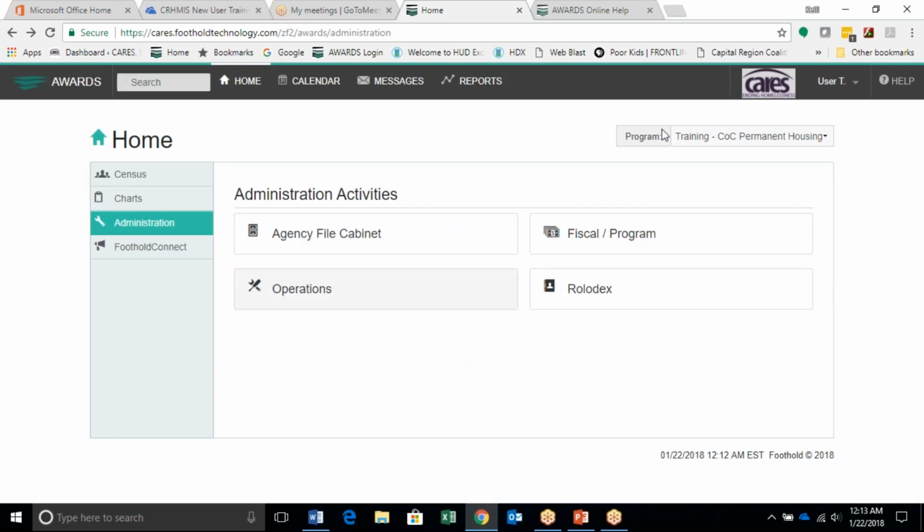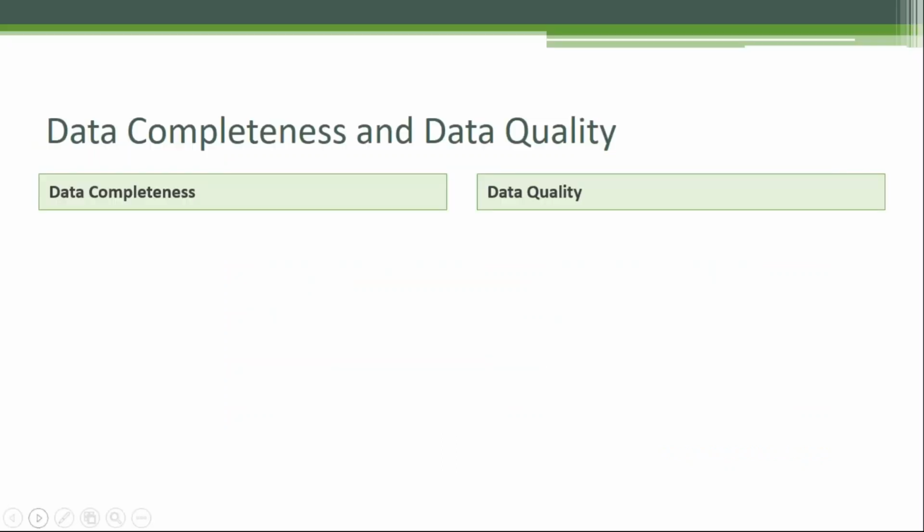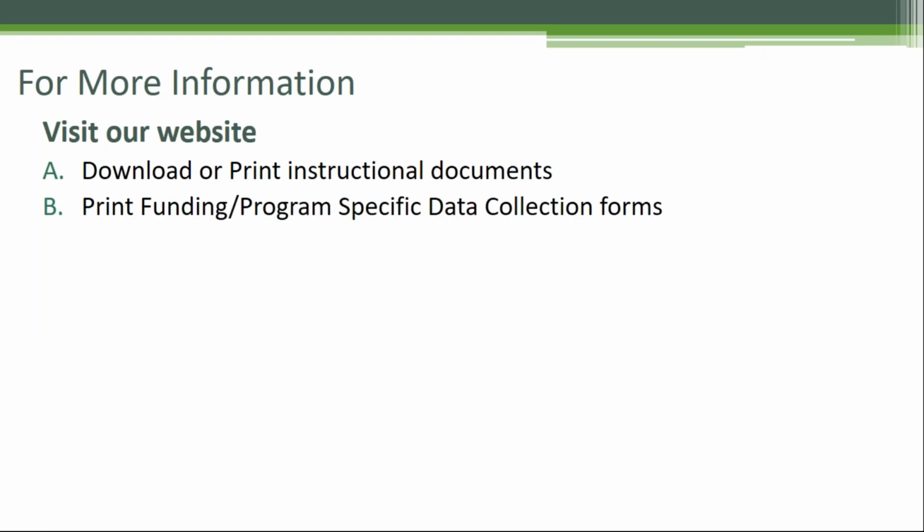So now I'm going to close all of that. I'm just going to come back in here really quick and move on to our next slide. So that was how to navigate through the awards database. For more information, visit our website. That's where you can download or print any instructional documents. You can print funding and program specific data collection forms.